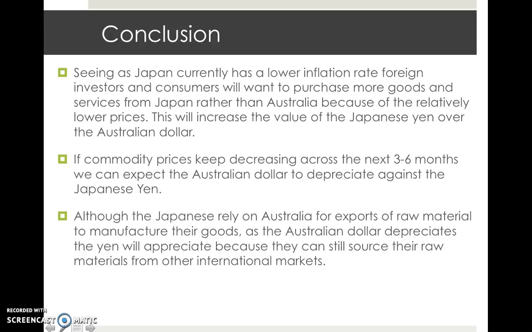As commodity prices continue to fall, if they keep decreasing across the next 3 to 6 months, we can expect the Australian dollar to depreciate against the Japanese yen. Although the Japanese rely on Australia for exports of raw materials to manufacture their goods, as the Australian dollar depreciates, the yen will appreciate because they can still source their raw materials from other international markets.